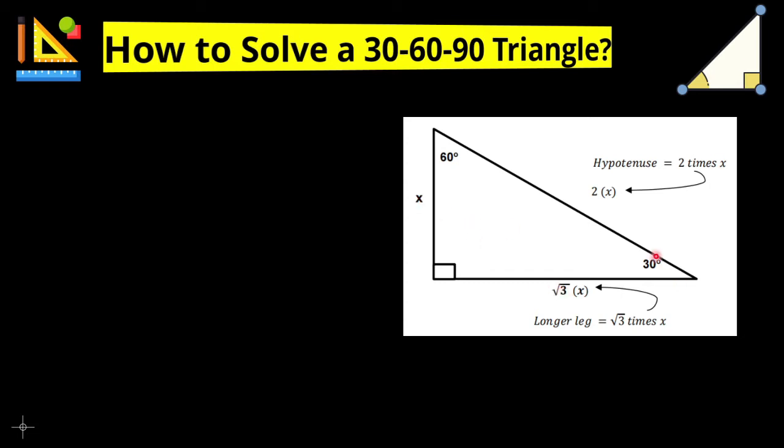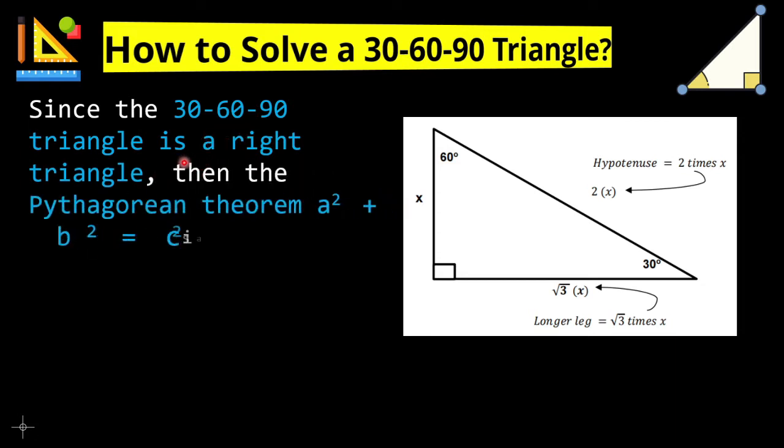Okay, ito yung x, opposite yung 30, tandaan natin, and yung 60 is square root of 3 times x. Okay, then hypotenuse is 2 times x. So 2x, x, square root of 3x, square root of 3 multiplied by x, then 2 times x.